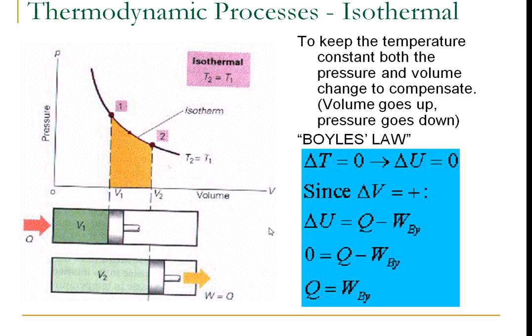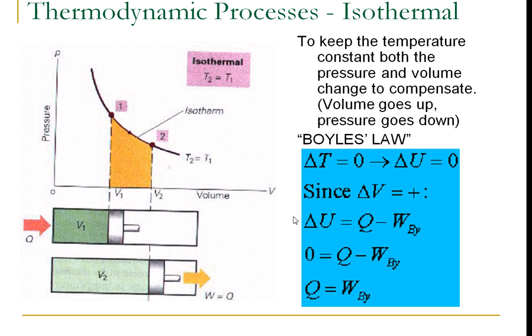Now let's talk about a variety of thermodynamic processes. You need to know the difference in these. Isothermal means same temperature. So an isothermal process means the temperature at 1 is going to equal the temperature at 2. So as I expand this gas, the volume increases so that the temperature doesn't change. But you remember, when the temperature doesn't change, the change in internal energy is 0. Now, the change in volume is positive.